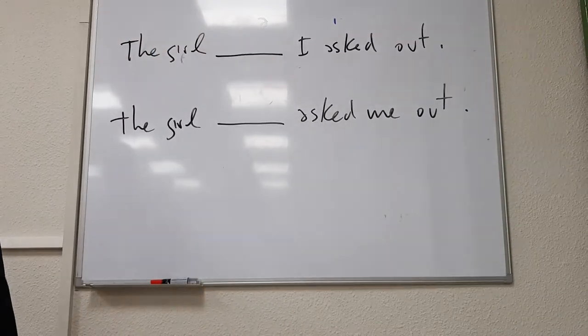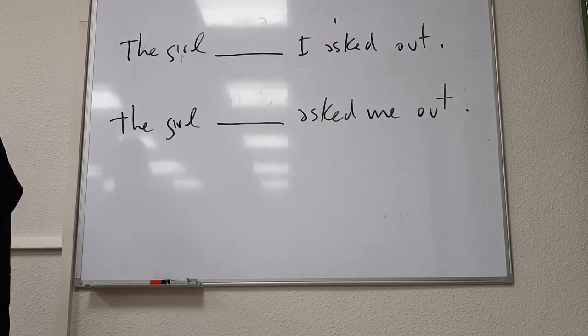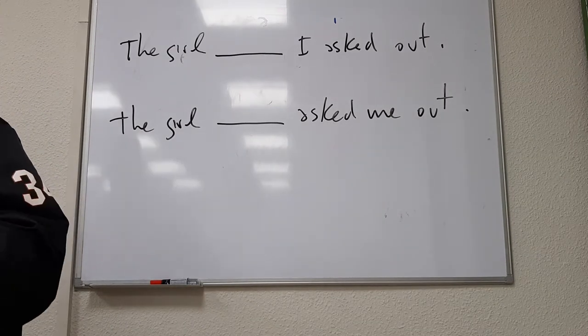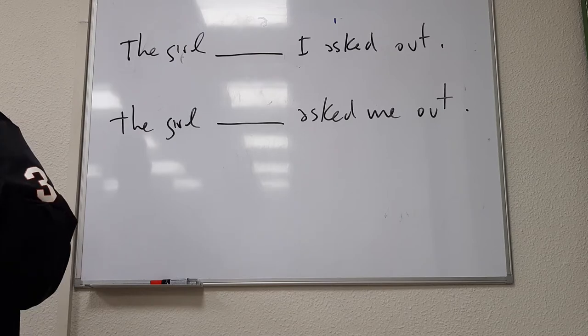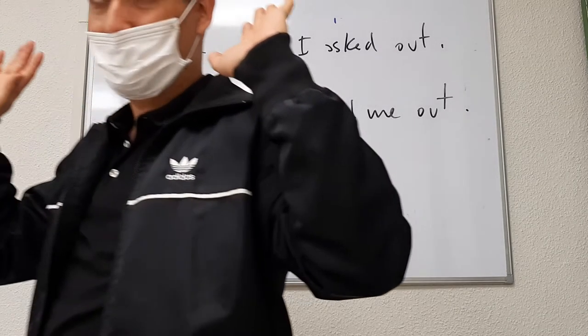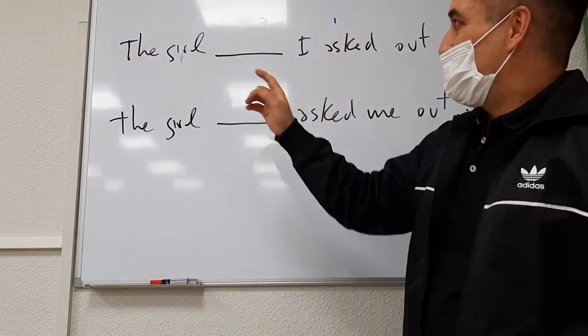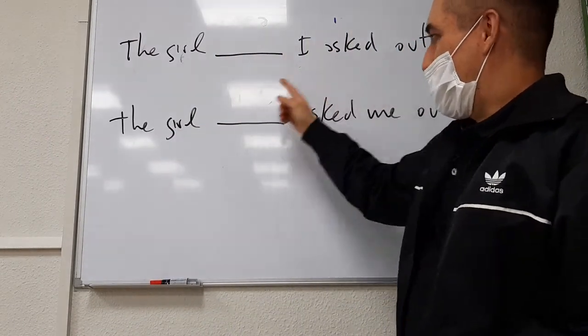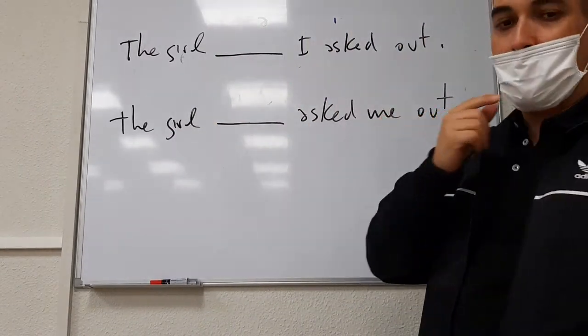So it doesn't matter who came on to whom. ¿Quién le entró a quién? It doesn't matter, we're having a baby. It doesn't matter who came on to who. And then you always said, who came on to whom? Correction. Yeah. The girl I asked out. The girl asked me out.